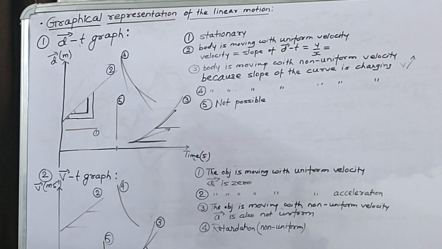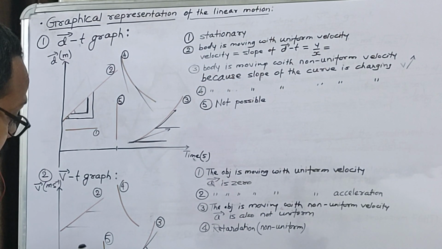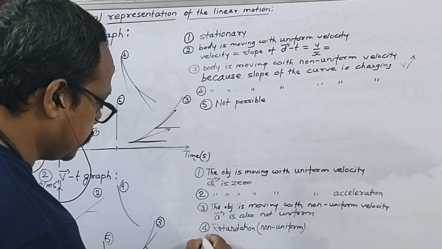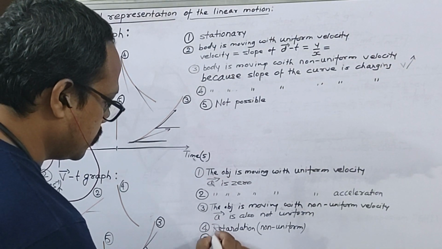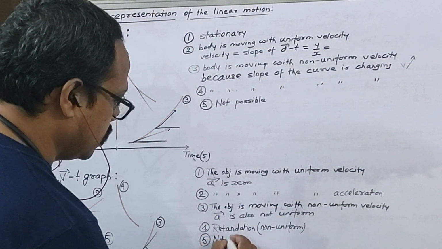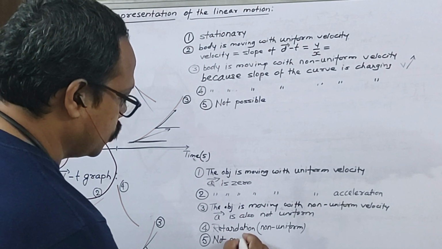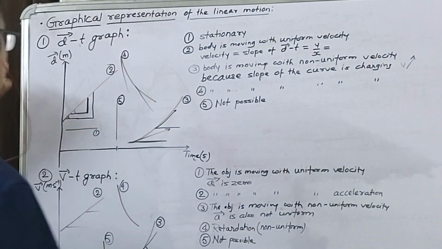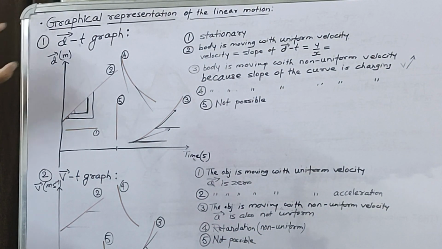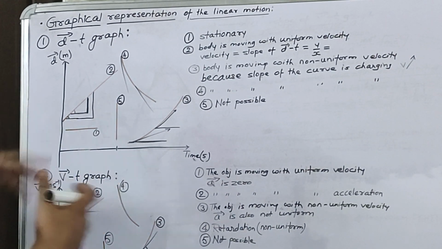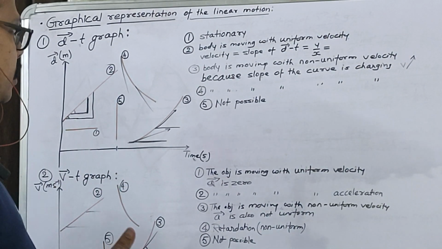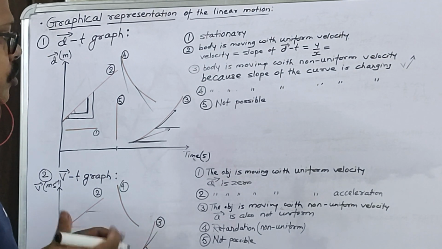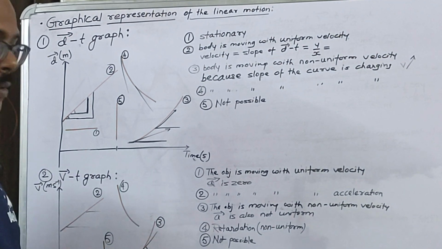How about this last one? With the passage of time, in zero time the velocity is increasing. It's not possible. So with the help of different types of graphs, the displacement time graph and the velocity time graph, we can deduce different types of information about the motion of the object. Thank you.